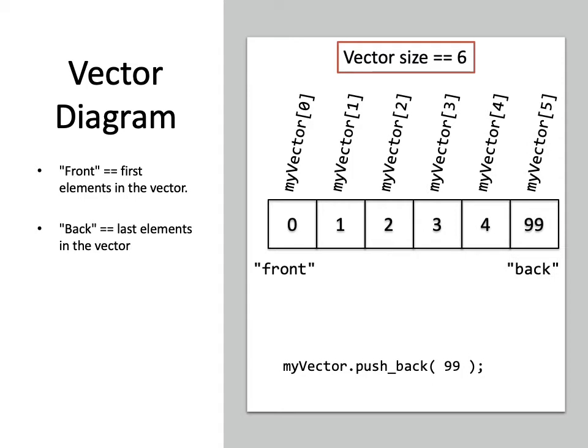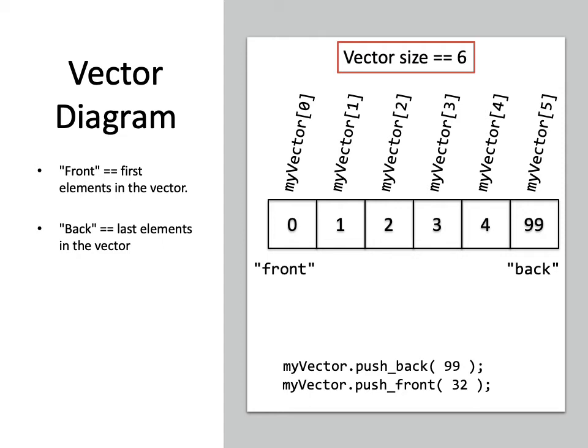If I push 99 onto the back of this array, then I basically add this new element to the end of the array. And 99 now becomes the new back of the array because now that's the last element. Now the indices are, instead of 0, 1, 2, 3, 4, now I have 0, 1, 2, 3, 4, 5, and my vector size is 6. Cool.